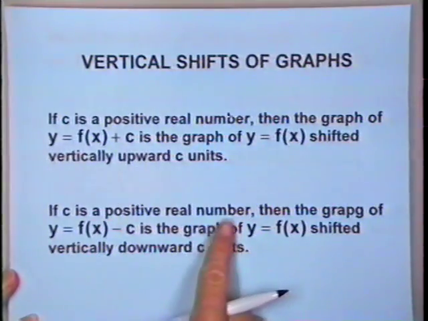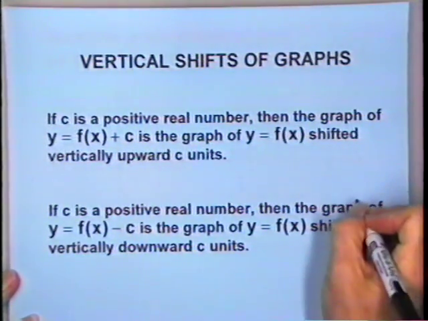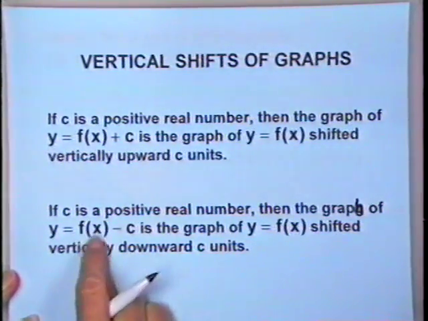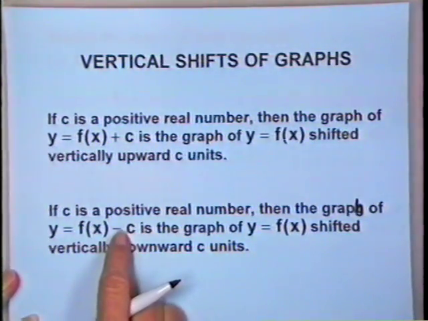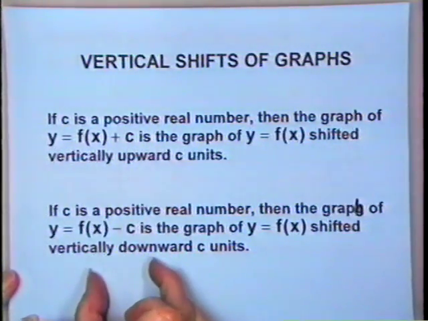If c is a positive real number, then the graph, oops, there's a misspelling here, isn't there? Graph, G-R-A-P-H. The graph of y equals f of x minus c is the graph of y equals f of x shifted vertically downward c units. Again, this function could be any function, but what we're seeing is if we subtract some positive number, then that minus c is going to move our graph downward.